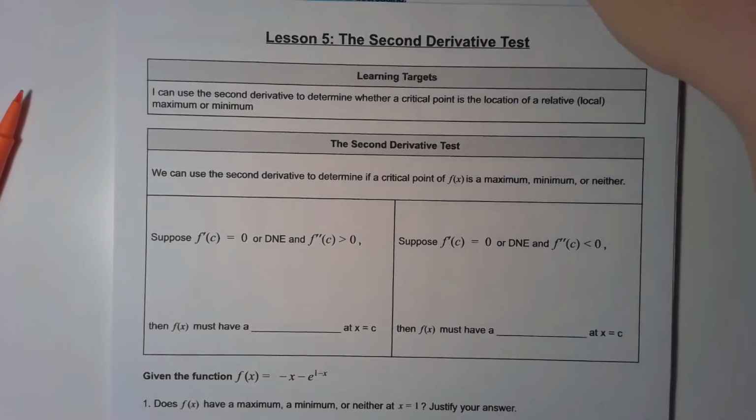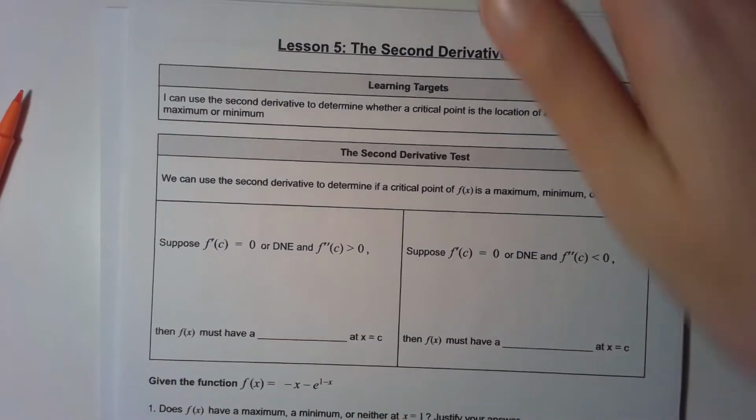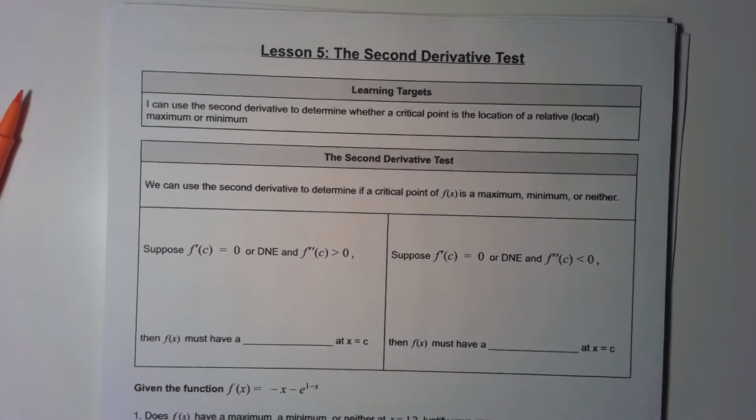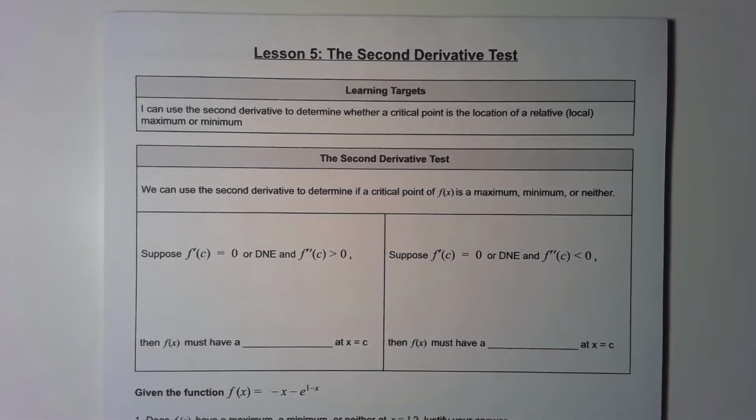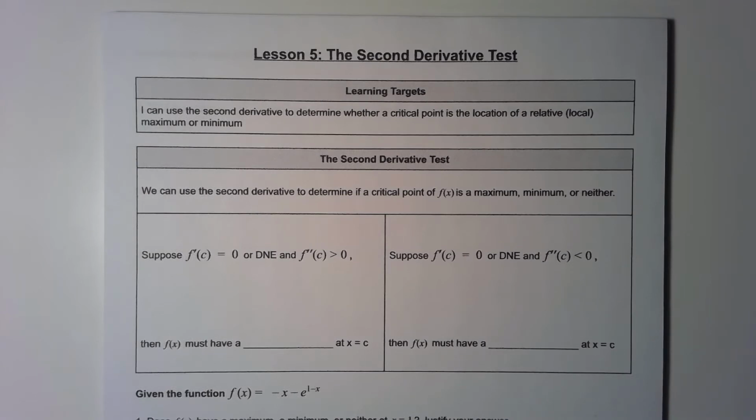Hi, everybody, and welcome to Lesson 5 from Unit 5, which is about the second derivative test. Now, if the title of this lesson sounds a little bit familiar, it's because we've already learned about something called the first derivative test. And that was when we were able to use the sign changes in the first derivative to determine where our function had relative or local maxima and minima.